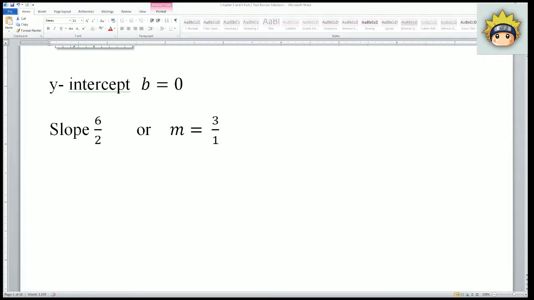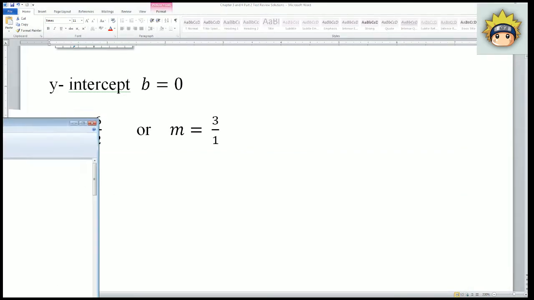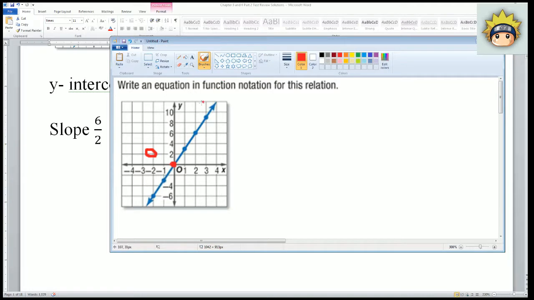I got here 6 over 2 or 3 over 1. Okay, from here, what do I do to go to this point? Because this is from this perfect point to this perfect point. So 2, 4, 6. So 6 in the y direction. Let me make that purple. 1, 2, which is 2.